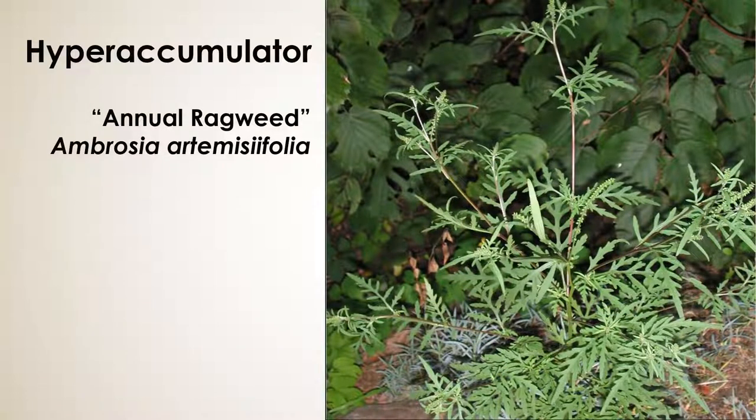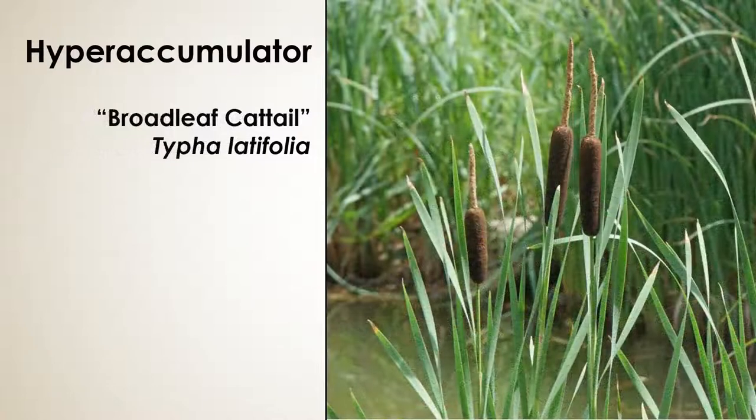Annual ragweed, this is one that does not get enough love. It likes disturbed areas, and the seeds are so small. It's a pioneer early successional species. And I understand people who have ragweed allergies wouldn't like this. I don't blame you. But this is one that is a hyperaccumulator of lead and does have its place in nature. A lot of ragweed species do provide some food for certain bird species.